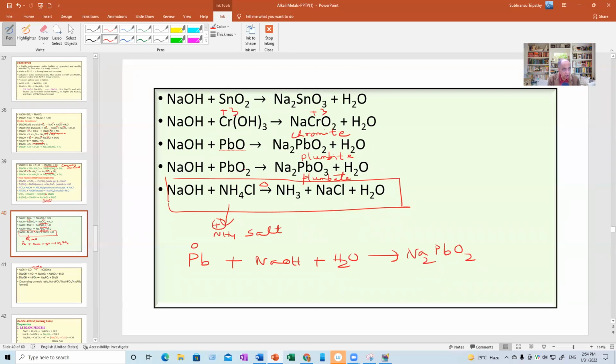And by chance, if you are getting some lead 4 oxide from some source, which is unstable, it can form sodium plumbate. Still they are unstable. This and this both are unstable. So lead, we cannot go to +4. It will be +2, so plumbite plus hydrogen. You balance this equation at home, unbalanced.